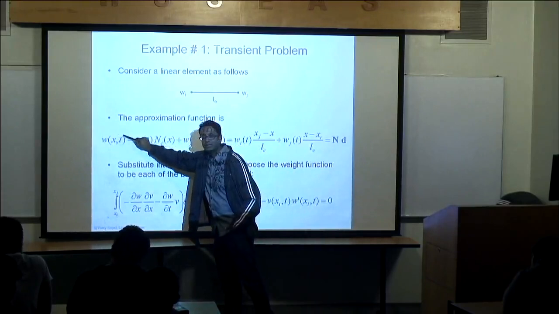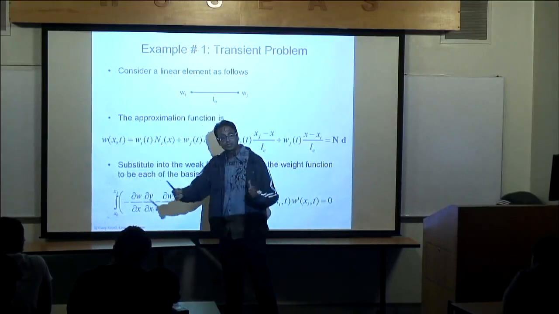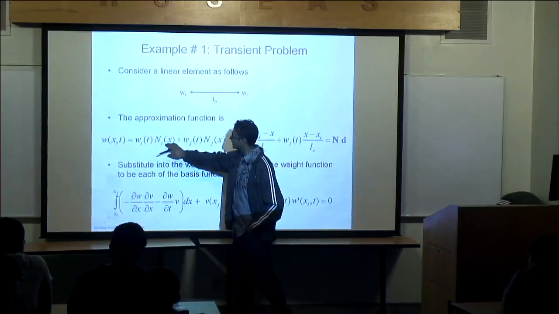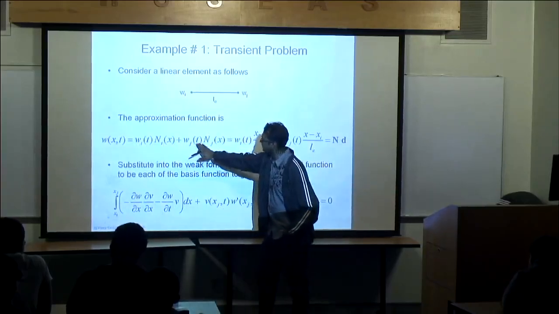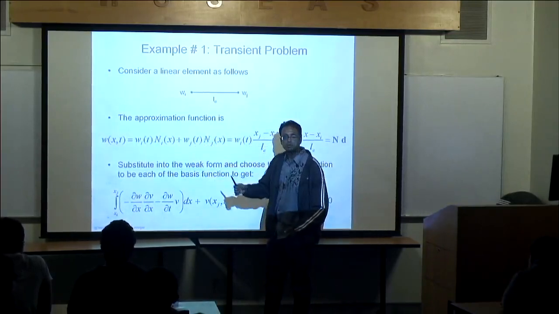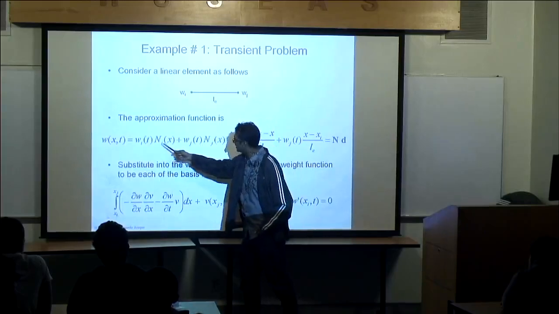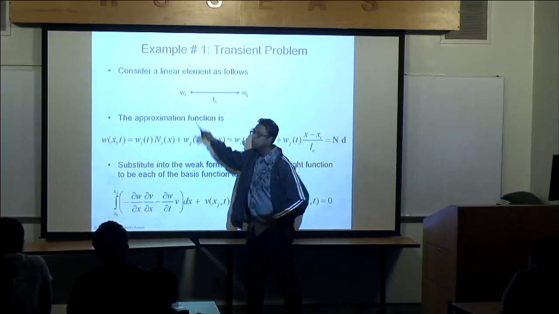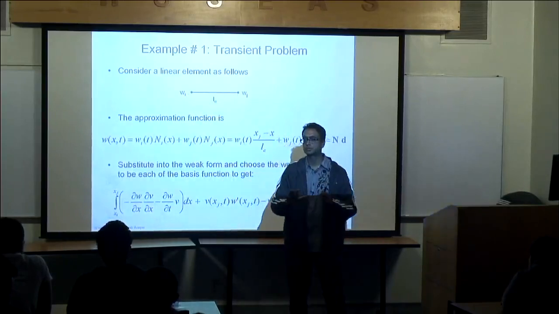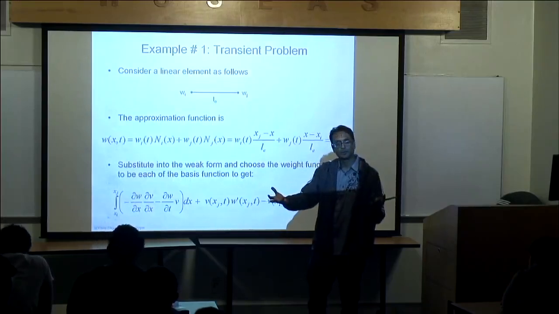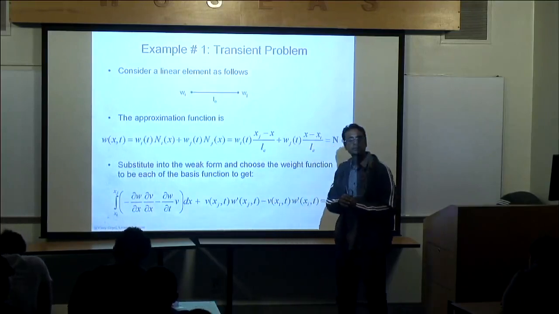So let me take the approximation function, which is a function of time and x, the spatial domain. Remember before I just had Wi Ni(x) plus Wj Nj(x) with no time in there? What we're going to do now is say that Wi and Wj could vary as a function of time. So these nodal values, which are unknown, could change over time. We need to make that happen because that's how a dynamic problem works, right? Things have to vary as a function of time.